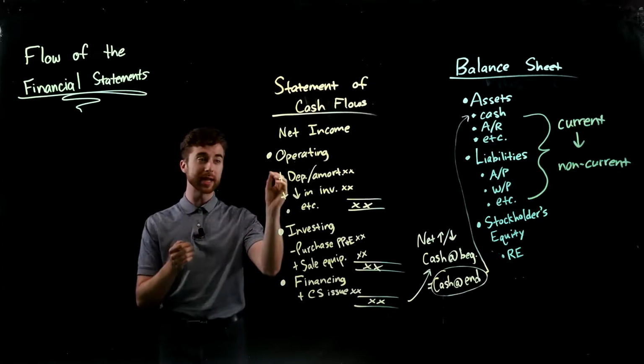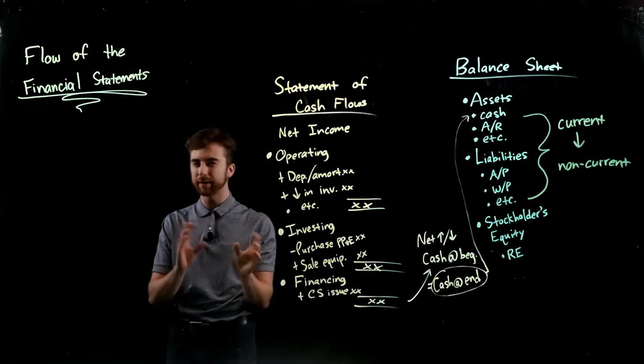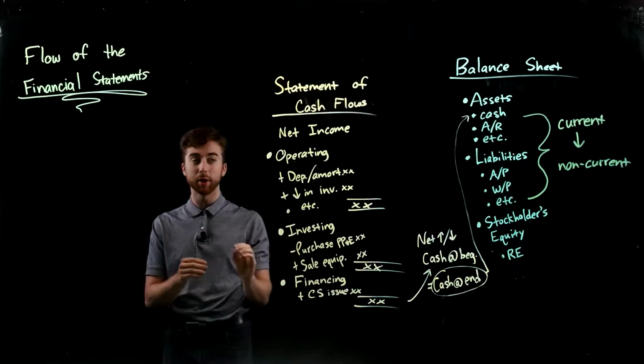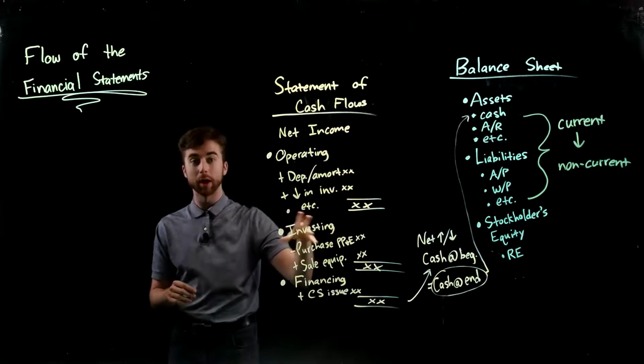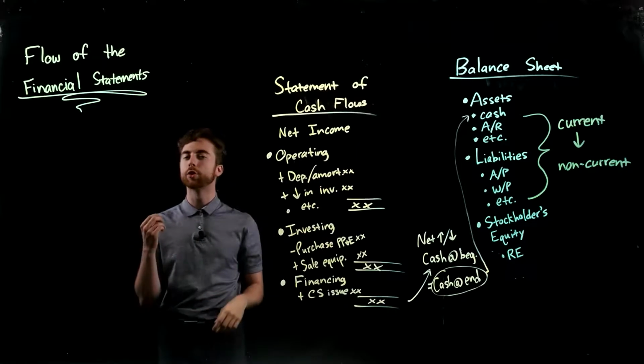And so for the statement of cash flows, we start off, and this is the indirect method. There are various methods you can use for your statement of cash flows, and we'll maybe get into that in a future video. But for right now, again, I'm just kind of showing you the flow of the financial statements. So we start off with our net income, which remember is accrual based, right?